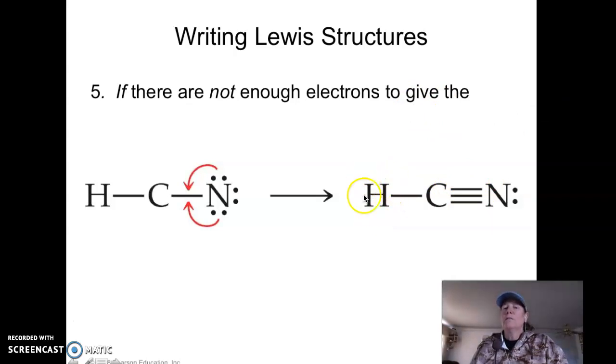Now, if you look, hydrogen has 2. Carbon has 1, 2, 3, 4, 8. Nitrogen has 1, 2, and then 6 here. All of them have 8. So that's how I figured I needed to form a triple bond: 1, 4, because carbon's in the 4th group, that's 5, and then nitrogen has 5, so that's 10. But I need 2, 10, 18. This needs 8, this needs 8, and this needs 2. So 18 minus 10 is 8. I need to form 4 bonds, 1 bond and a triple bond there.